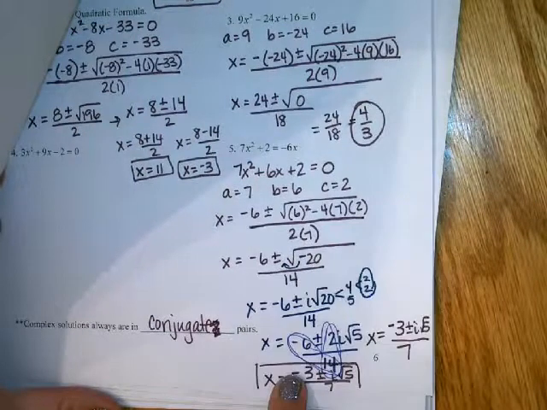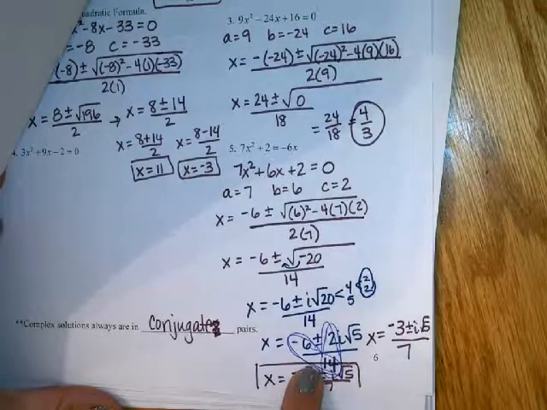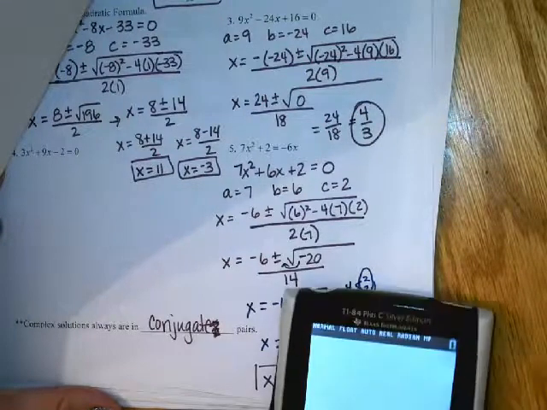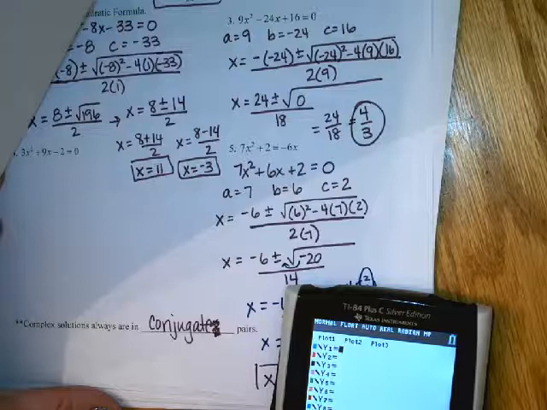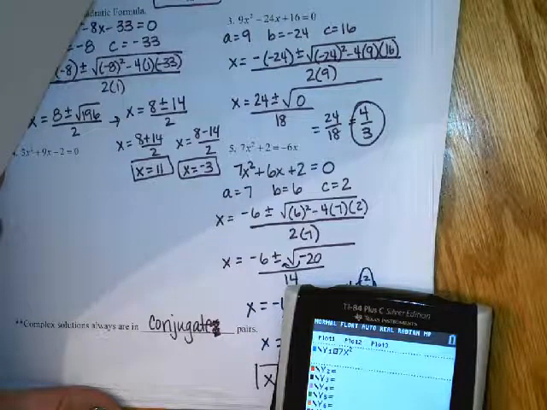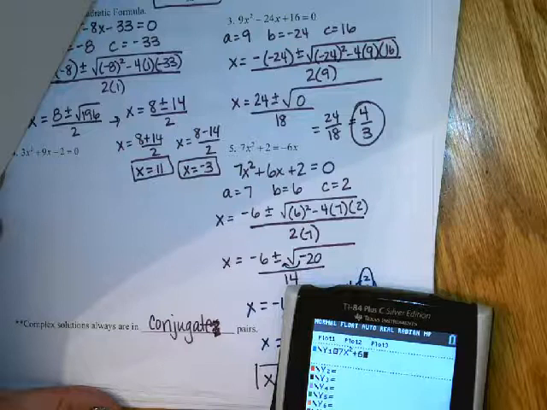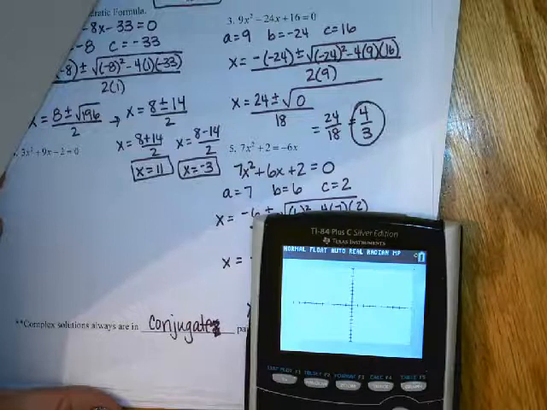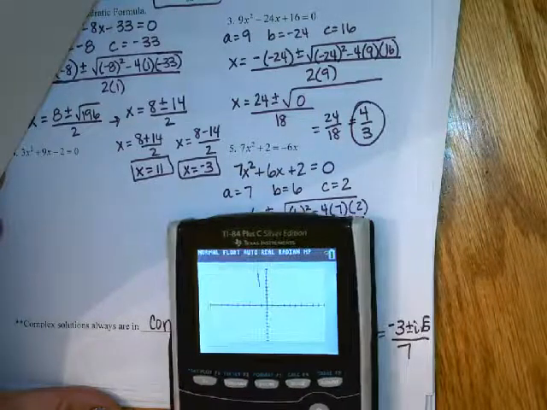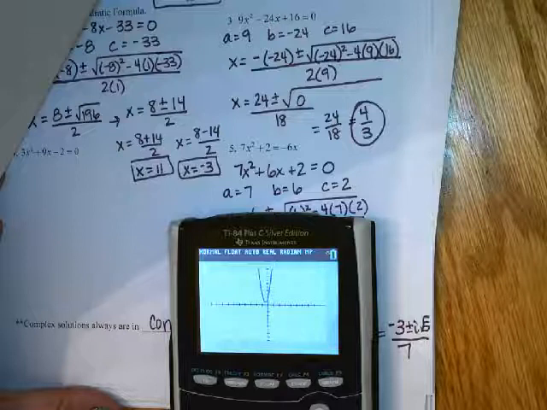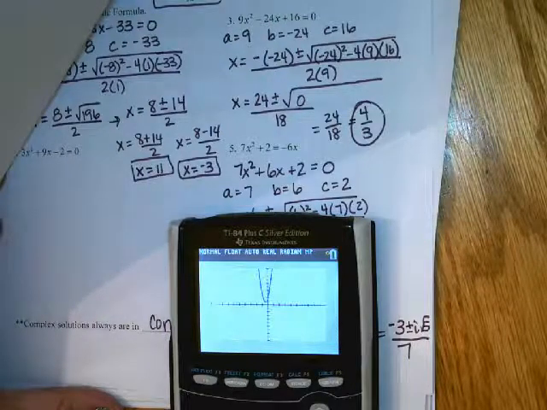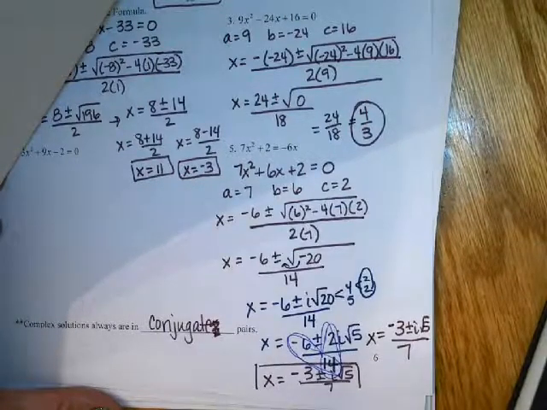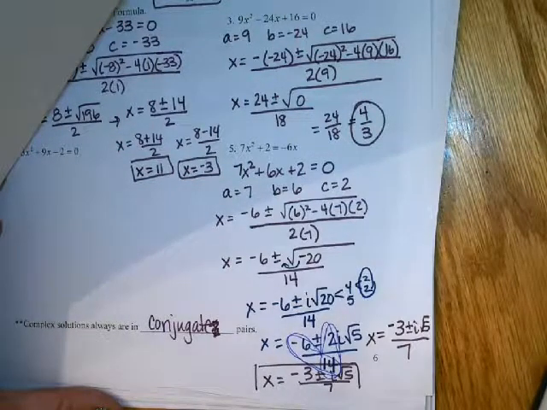So if I were to graph this guy, JJ, he wouldn't cross the x-axis because he's got an imaginary answer. And here I'll show you. So 7x squared plus 6x plus 2. See how that guy doesn't touch the x-axis? He's got imaginary roots. So he doesn't have real roots, and that's why we've got an i with him. Okay.